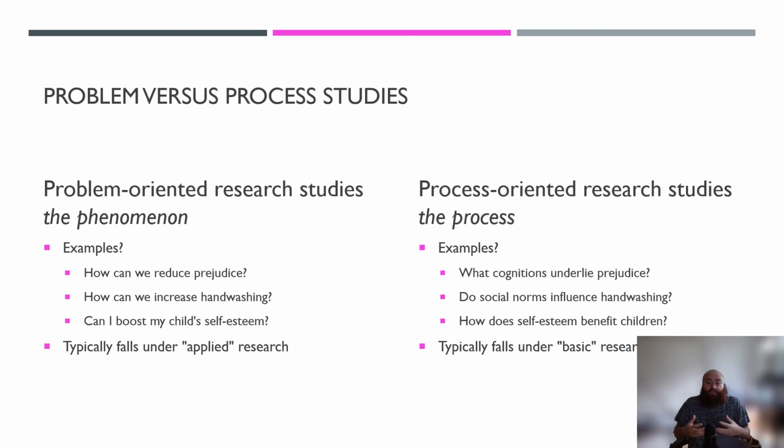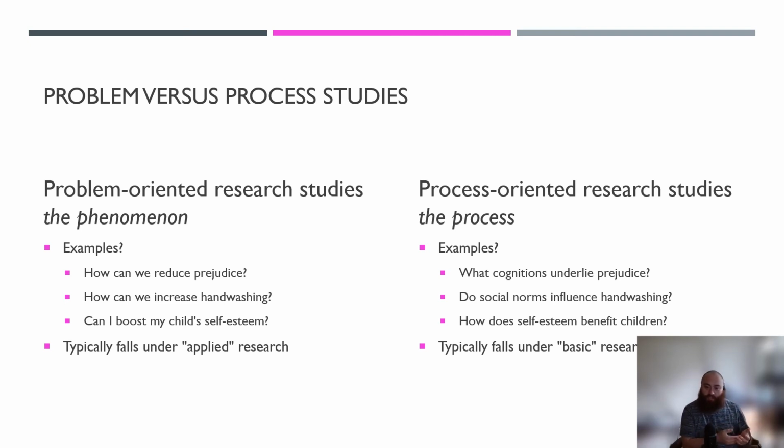That means something that you see occurring. I see prejudice occurring in my community. I ask the question, how can we reduce prejudice? I do some research on that. I understand that hand washing is really important to prevent the spread of disease. So I ask, how can we increase hand washing? So this is focused on the phenomenon that's occurring and how psychological variables can change it, good or bad.